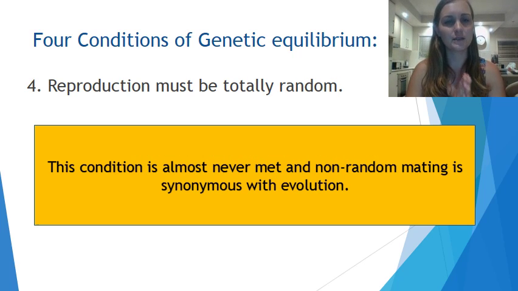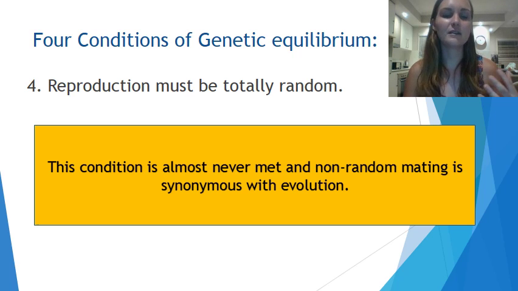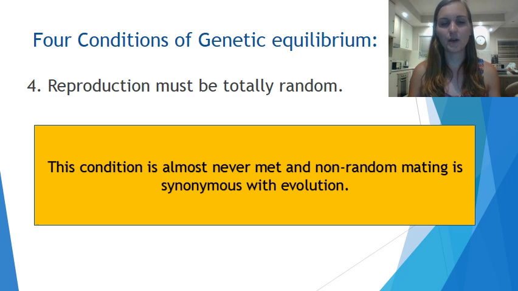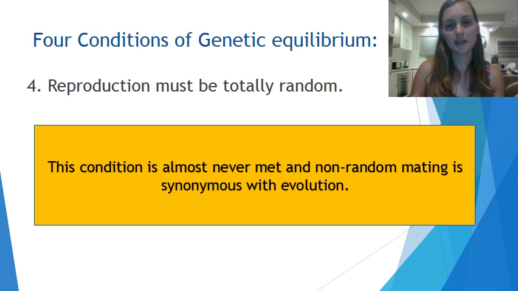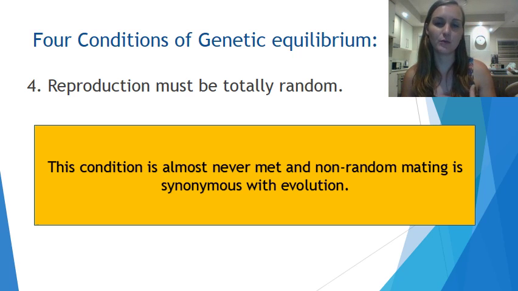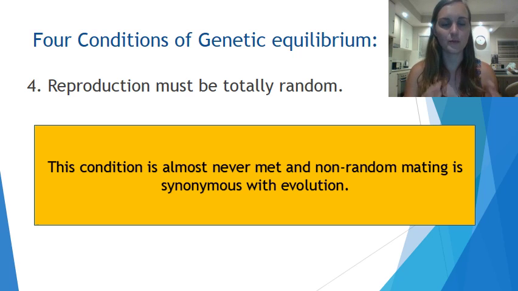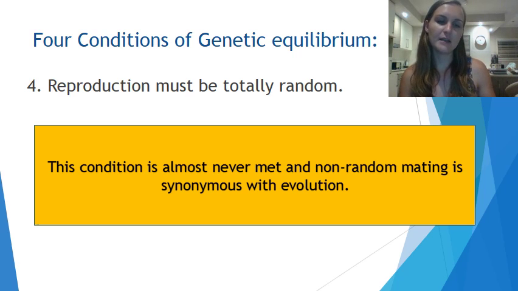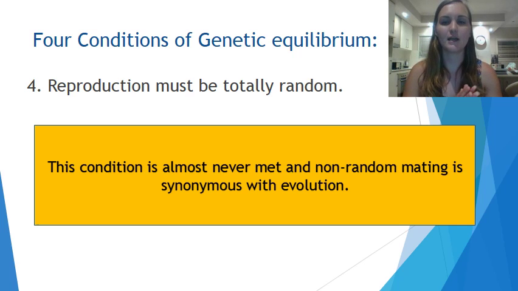Okay, the last one is reproduction must be totally random. This condition again is also almost never met, and non-random mating is actually synonymous with evolution, meaning that for evolution to occur, we have this differential reproduction where organisms that are better selected to the environment reproduce more often and produce more offspring. Okay, so they'll be more appealing to the mates, and those genes will be passed down differentially.